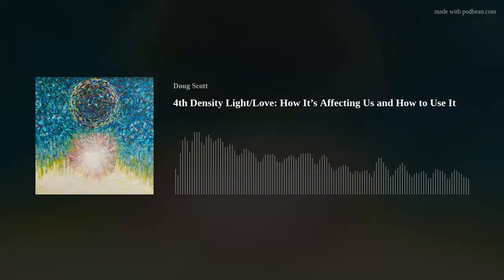For the person who is unawakened, this fourth density light is throwing them into disarray. They're kind of thrown into a whirlwind. They're like, what is going on? These are the people that are completely oblivious to what's going on and are also closed off to these fourth density instruments.